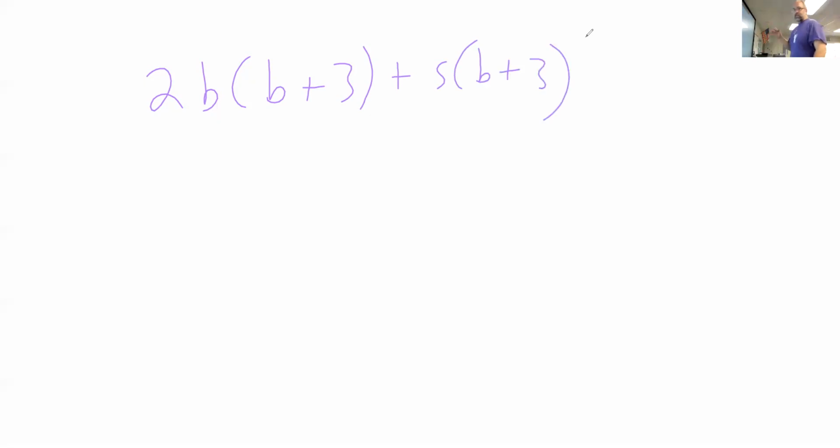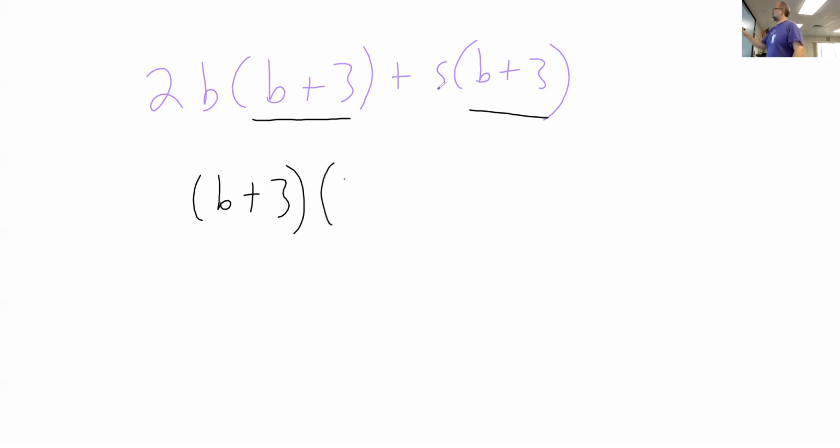Start with some examples. You've got 2b plus 5 times b plus 3. In this case, they're already separated into parentheses, and we're just looking for the commonalities, because you see that they both have a b plus 3 with them. That means we can factor it out, and the rest of it gets grouped together. So you pull them out and then put the pieces together.